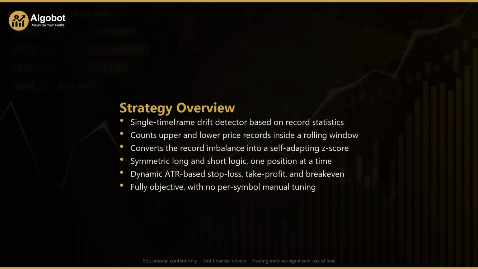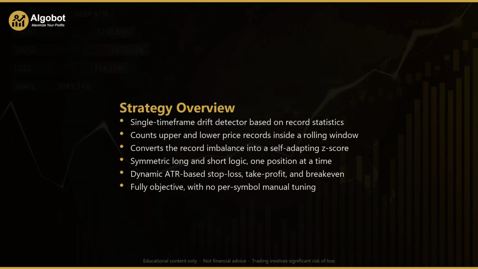Here's the core idea. Inside a rolling window of bars, the strategy looks for what it calls records. A bar is an upper record when its high is greater than every earlier high in that window. A bar is a lower record when its low is below every earlier low. There's a classical result in probability which says that for a market with no real direction, upper and lower records tend to appear in balanced numbers. Only genuine drift breaks that balance. Persistent upward movement renews highs far more often than lows, and persistent downward movement does the opposite.